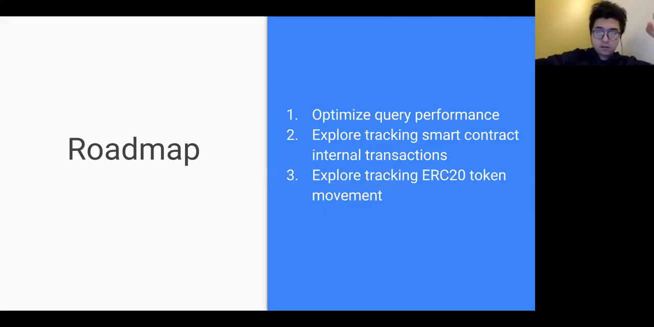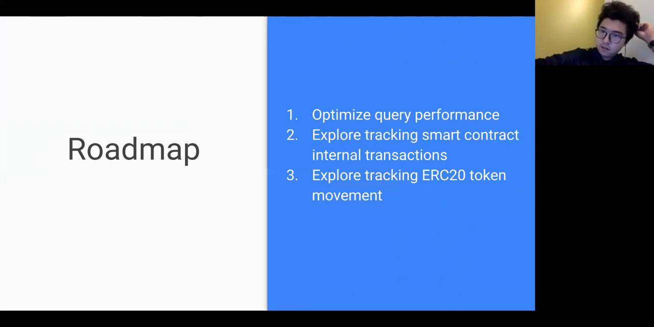So on my roadmap, there are currently three things. The first of all is to optimize the query performance, because this might include adding a cache so that it does not have to fetch the same block over and over again.